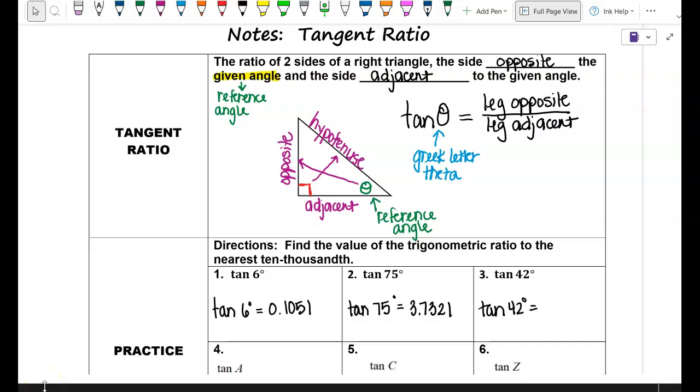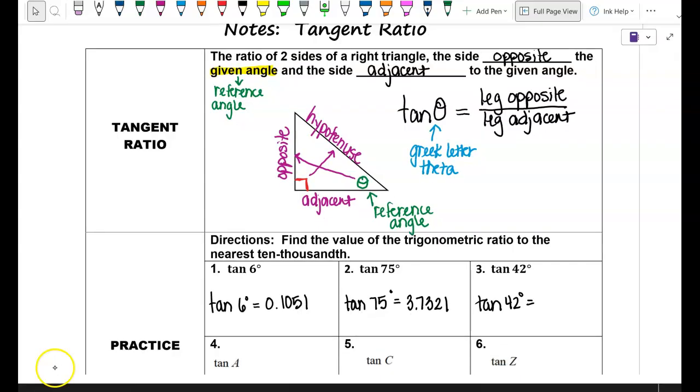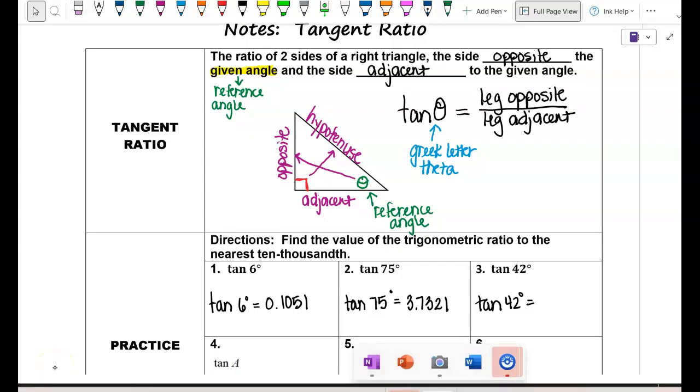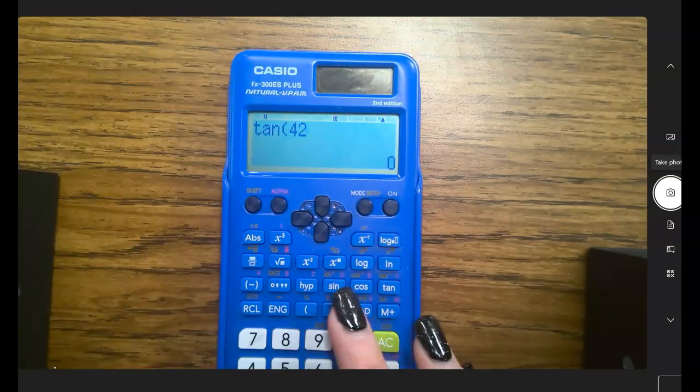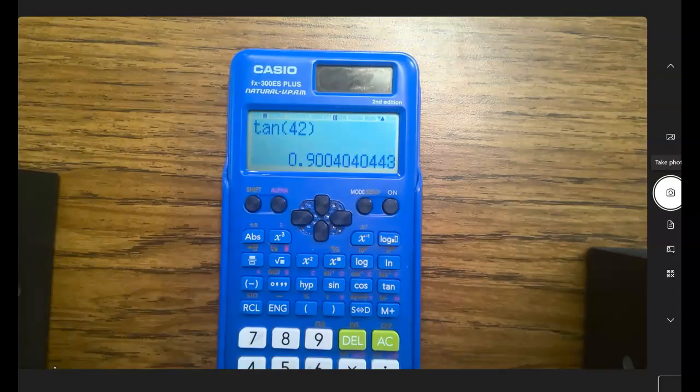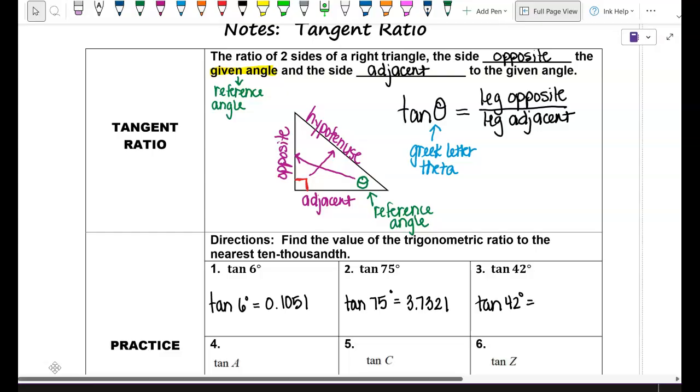Again, so the tangent of 42, we put that in the calculator. Again, tangent 42, finish my parentheses. What is the decimal I'm going to use for the tangent of 42? Yeah, 0.9004. The fifth number is a 0, which says leave it alone. So I'm just going to put that down as my value, 0.9004.